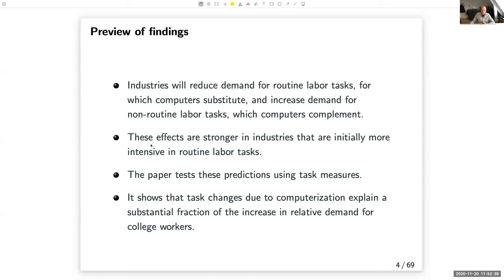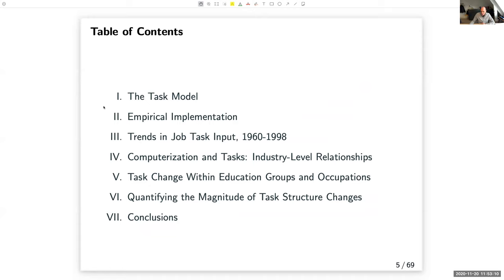And then we're going to take that model to the data, test its predictions, and then end with the question: having looked at computers changing relative demands for labor tasks, how does that map back into the canonical model of skill-biased technological change? That is the final section of the paper. So this is the agenda.